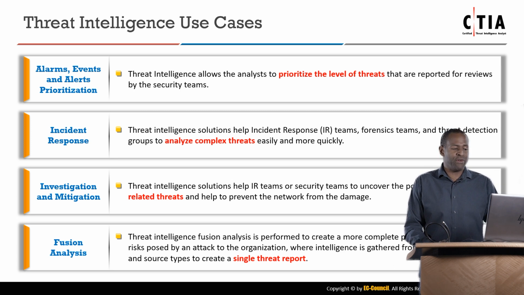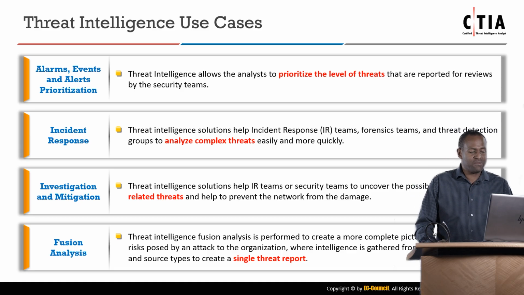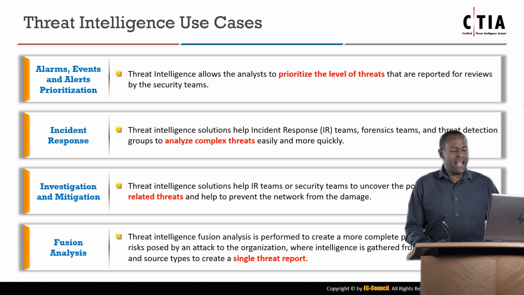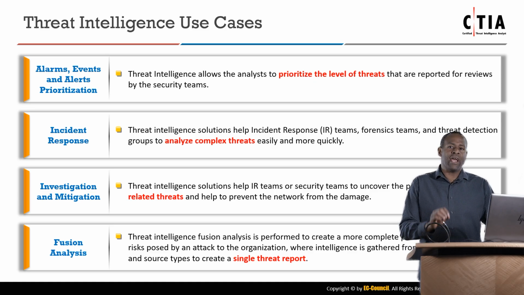We want actionable threats. Number 2, incident response. Threat intelligence solutions help the IR team, your forensics team, threat detection group to analyze the context of threats more quickly and easily. And our response needs to be an area, incident response needs to be an area of your organization that is well documented and well rehearsed.